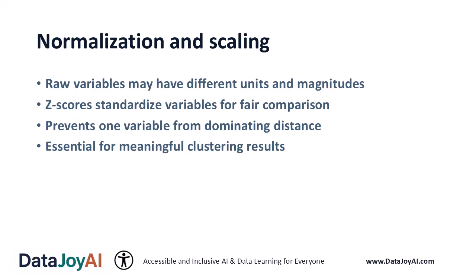Normalization and scaling. Normalization is essential because variables often use different scales. Salary might be in tens of thousands, while experience is measured in years. Without scaling, salary dominates the distance calculation. Converting variables to z-scores ensures that each contributes equally, producing more meaningful clusters.